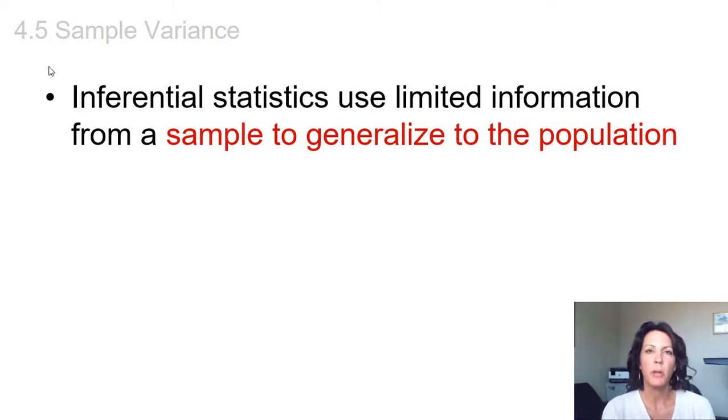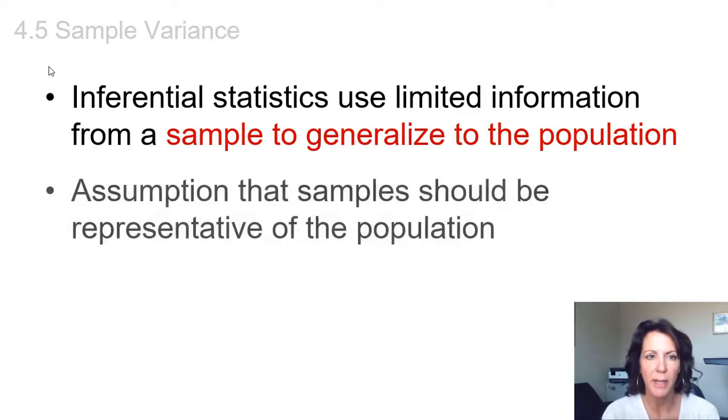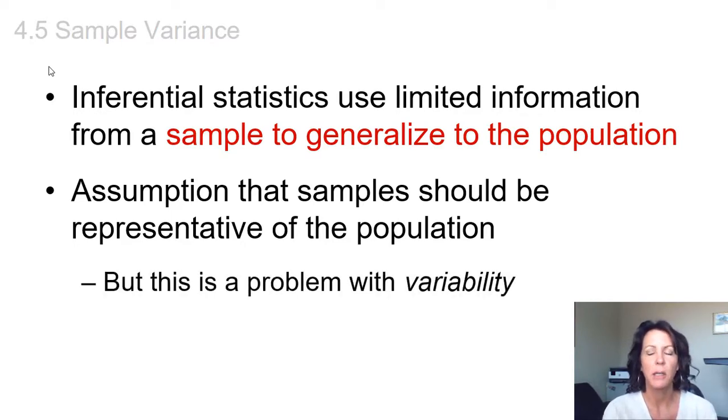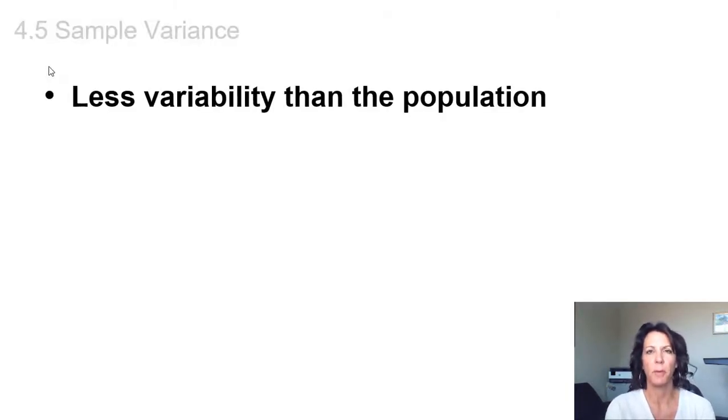So, as a reminder, inferential statistics uses limited information from a sample to generalize to a larger population. And when we do that, we assume that our samples are representative of the population. We've talked about that. They should be very similar to the population, if not exact. But this is a problem with variability when we draw a sample. So why is it a problem? It's a problem because when we have a sample, it will tend to have less variability than the population.